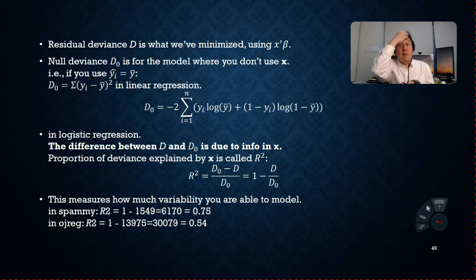Okay. In logistic regression, the difference between D and D0 is due to information in X, and the proportion of deviance explained by X is called R squared. R squared should be (D0 minus D) over D0, which is 1 minus D over D0. This measures how much variability you are able to model. And then in the spam regression results, R squared will be 0.75. In the OJ regression, R squared will be 0.54.